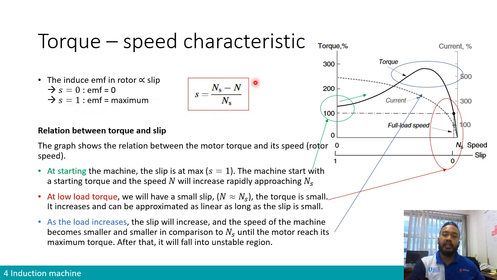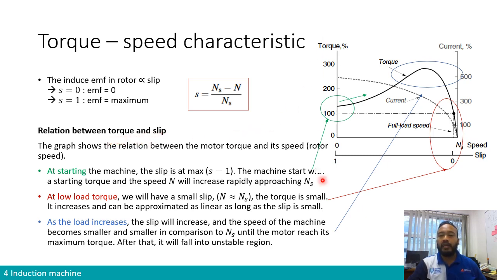So 1 means you have the highest possible amount of the difference between synchronous speed and rotor speed, or rotor speed equals 0, then you have maximum EMF. So the next question that we would ask is, what is the relation between torque and slip?